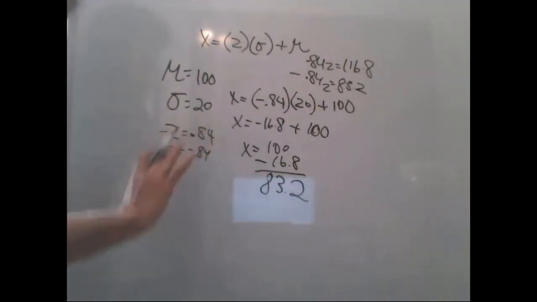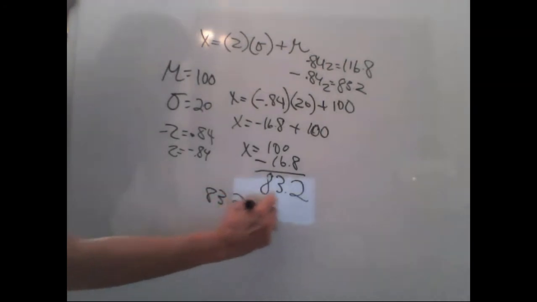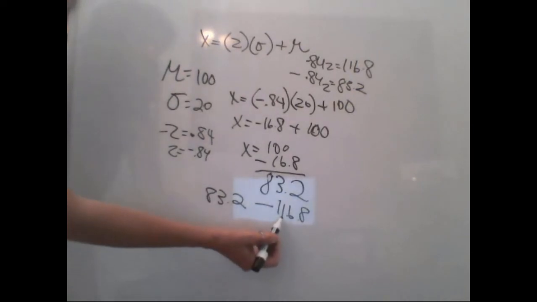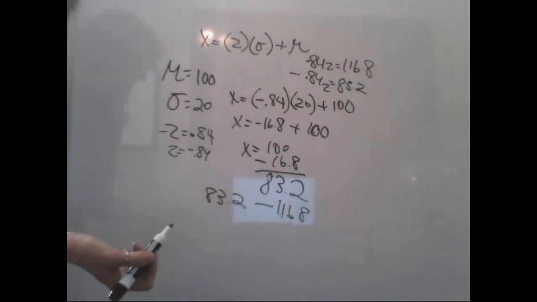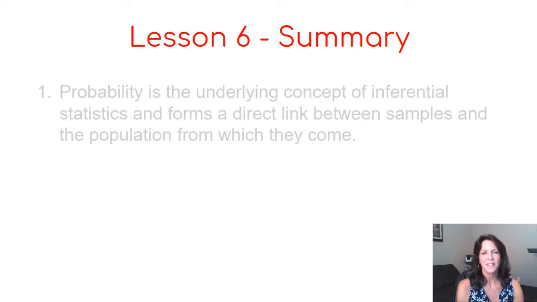That means if you're looking at the middle 60% of the scores, the lower boundary is 83.2 and the higher boundary is 116.8. That means that 60% of the scores are somewhere between 83.2 and 116.8. How about that? That's a wrap for lesson 6.